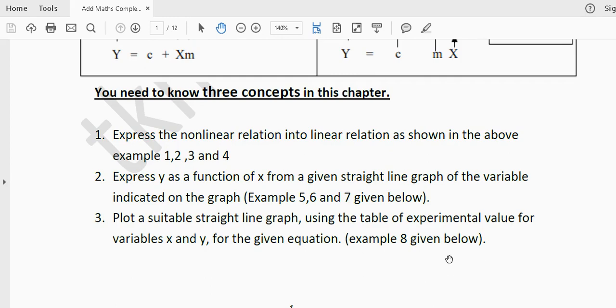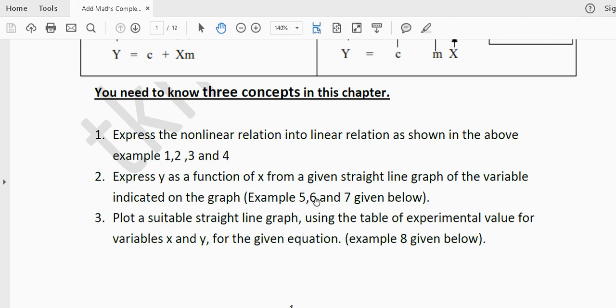Okay, so basically in linear law, according to the CIE syllabus, you need to know three things. Because if you see the syllabus, there is only one line, and that is also in the topic of a straight line. So the concepts you need to know are how to express a non-linear relation into a linear relation. I have taken 1, 2, 3, 4 examples for that.